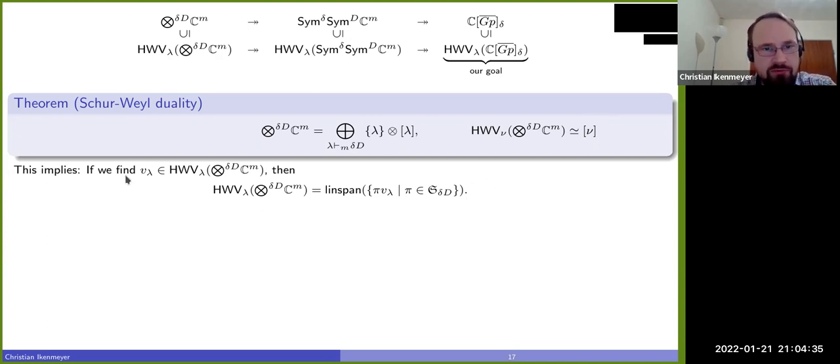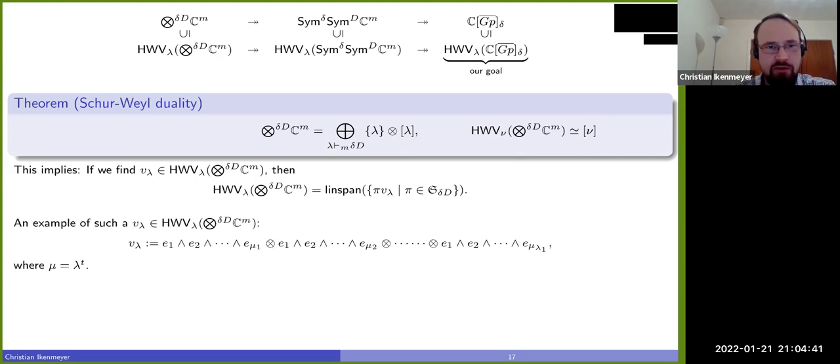So perfect. I only have to find one v_lambda in this highest weight vector space, right? One highest weight vector, and I can do this. I can write one down, right? So for example, this v_lambda here is in this highest weight vector space. I take a wedge product. So here I again want to have that lambda transpose is equal to mu.